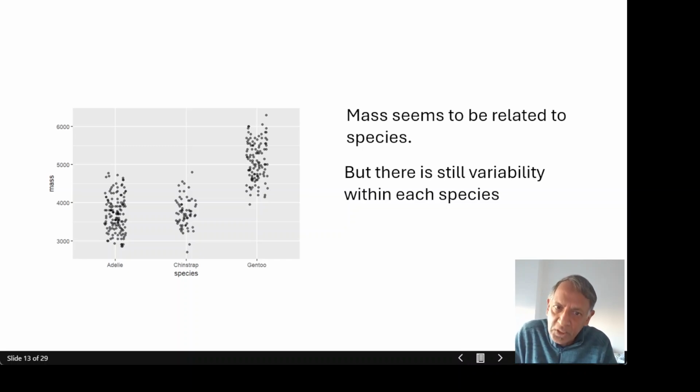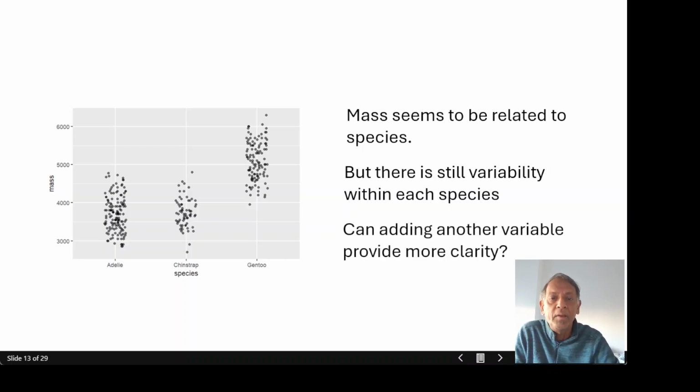Okay, of course, there is still a lot of variability within each species. It's not as if given a penguin of a particular species, we can point out exactly and say this is going to be its mass. No, there's a spread, there's uncertainty, there is variability. And as we have said earlier, statistics is really the study of variability.